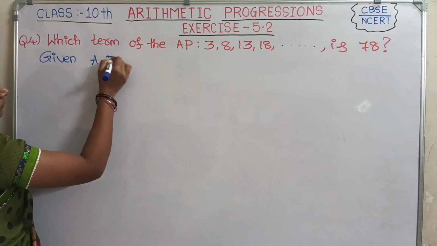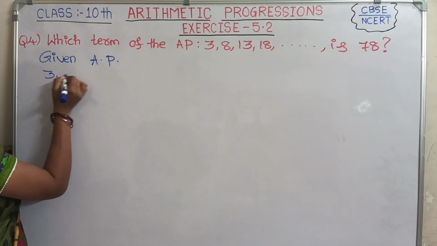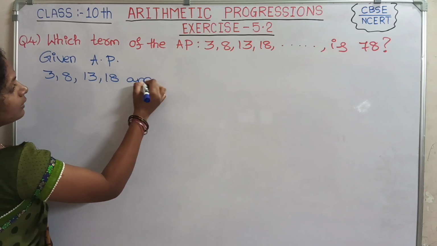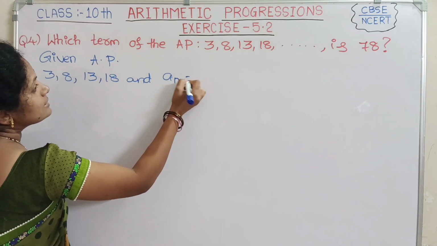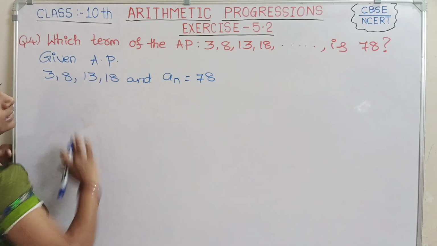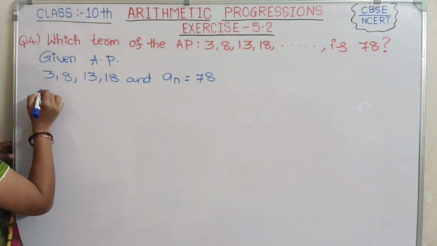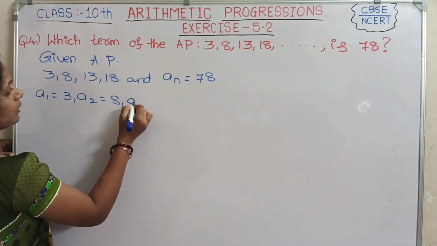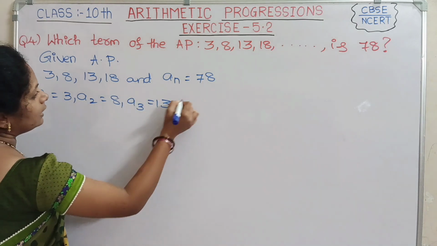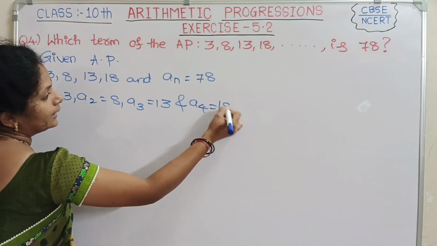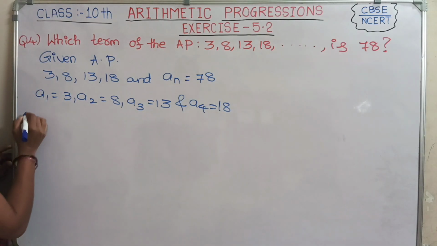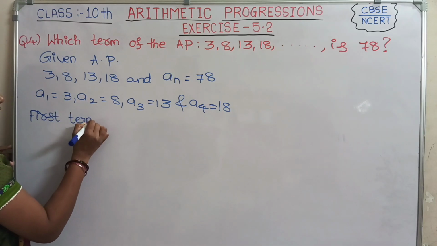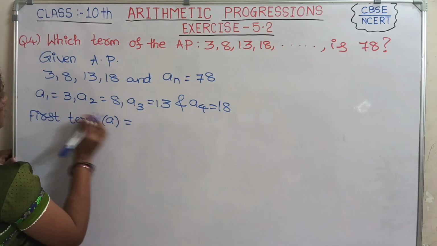Given AP is 3, 8, 13, 18 and also we have an is equal to 78. These two things are given to us. From this we can write a1 is 3, a2 is 8, a3 is 13 and a4 is equal to 18. From this we can write the first term a is equal to 3.